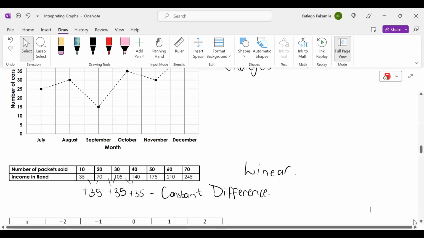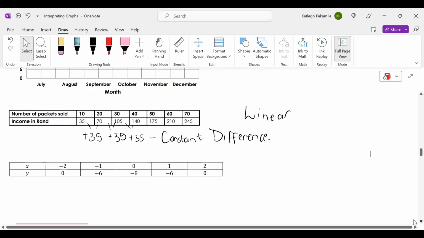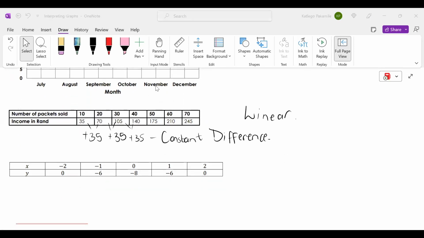Wonderful. Let's do our last table here. Need you guys to tell me whether this table is linear or non-linear. Let's hear. Linear or non-linear? Sanela says non-linear. Ooh, everyone says non-linear apparently. Why are you saying it's non-linear? No constant difference. Let's look at the table carefully. To go from 0 to -6, what did we add or subtract?